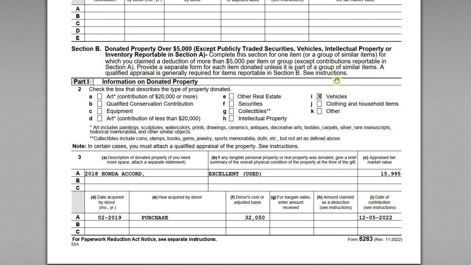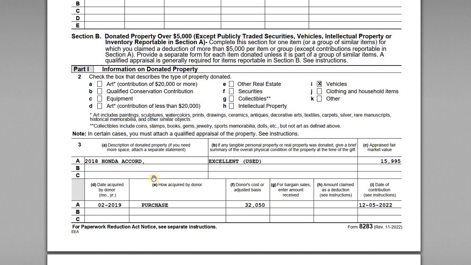We've indicated in box I that it is a vehicle. And then we complete information down here about the vehicle, right? So we have a 2018 Honda Accord. It's in excellent condition, but it is used. And we've indicated the appraised FMV per that qualified appraisal. So $15,995. We acquired it in 2019.